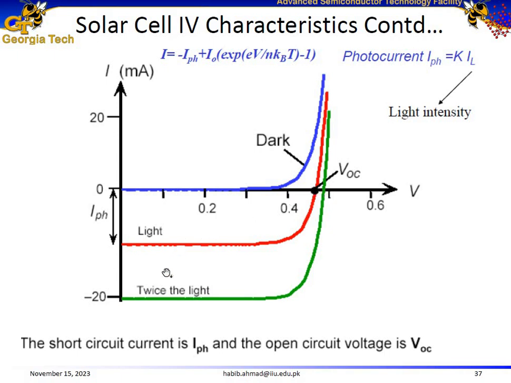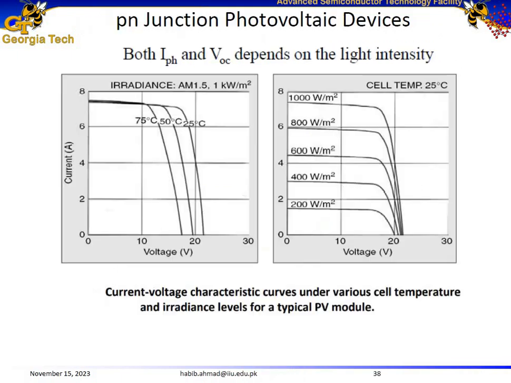Now what happens if we double the intensity of light? So we know that the photocurrent is directly proportional to the intensity of light. If we double the intensity of light, the short circuit current would also be doubled, or the photocurrent would also be doubled. There is a slight increase in the open circuit voltage as well. However, it's not directly proportional to the open circuit voltage. And we have an example based on that, so we can understand it better with the help of that example.